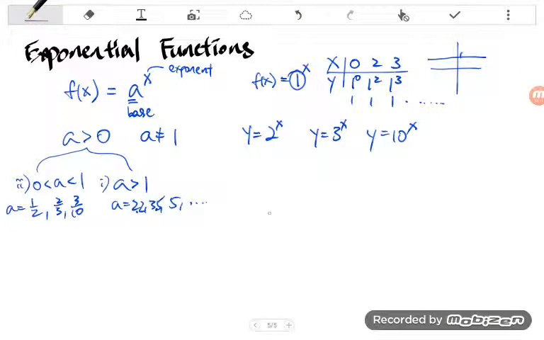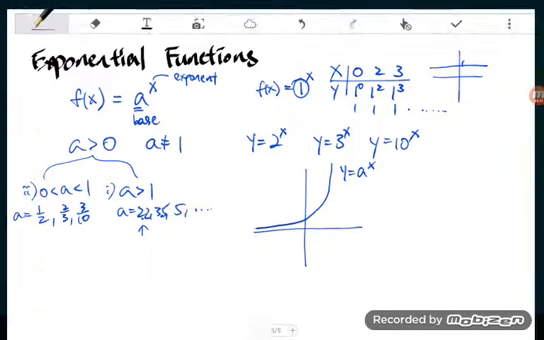The shape is pretty much something like that. Let me redraw that. Something like this, right? And that is the general shape of an exponential function where your a is greater than 1. Okay, so if you want to try it, we can try with, let's say, 2.2 to the power of x.